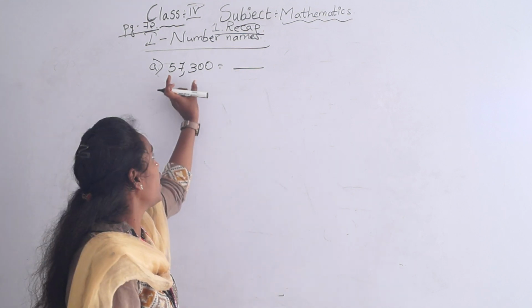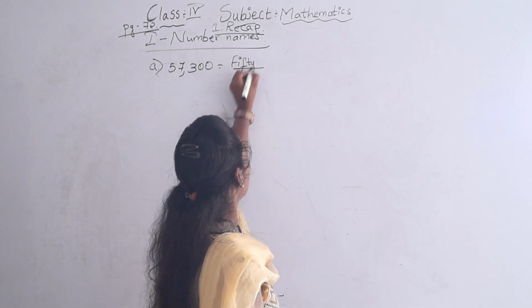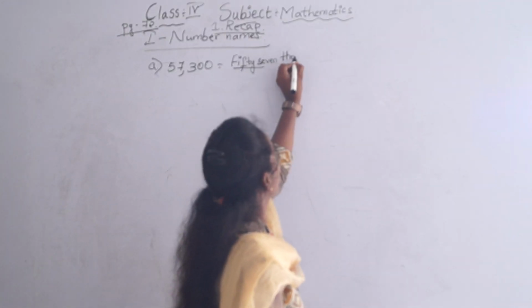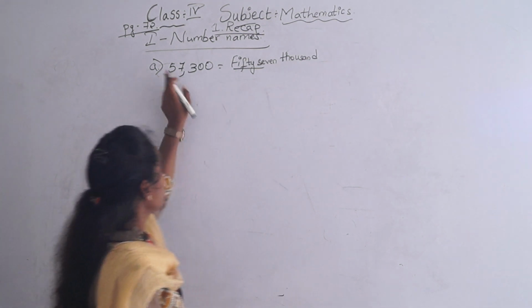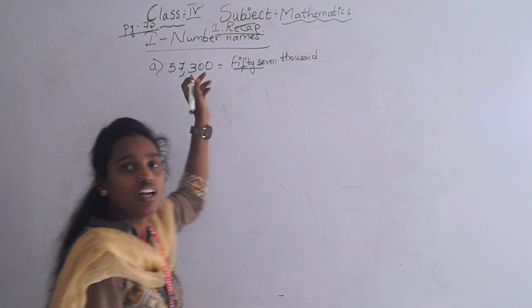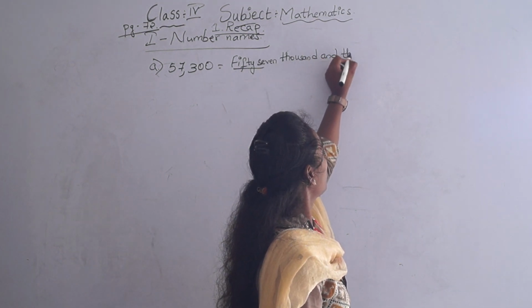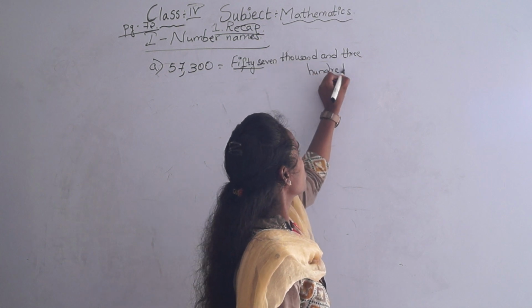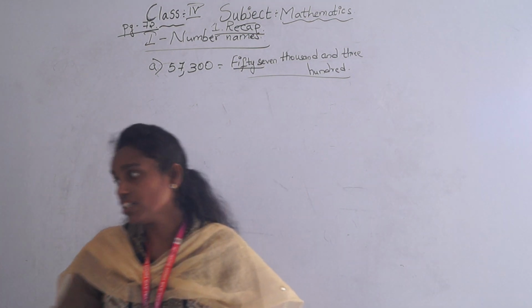So how can we write 57,000? Tell me, children, 57,000. What is it here? Ones, tens, hundreds. So 57,300. Because we do not have any ones or tens place, we are ending with 57,300. Let us see one more example, so you can get a brief idea.